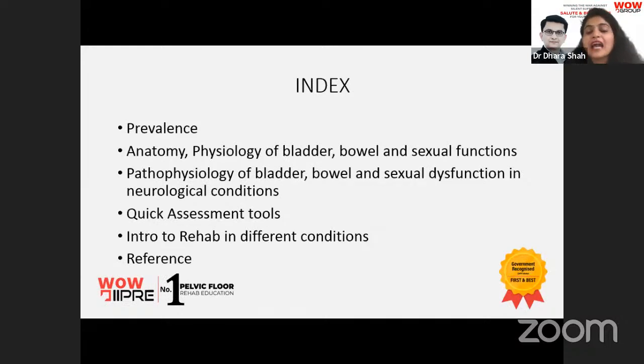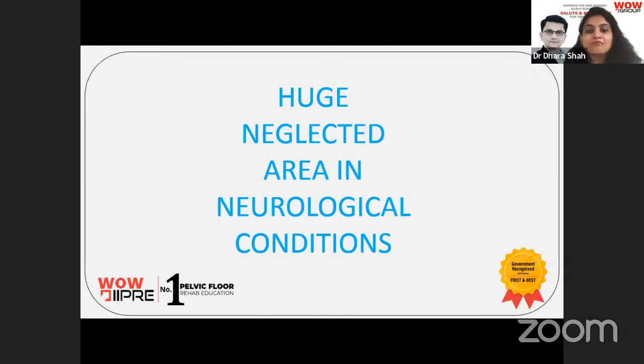So I would really like to start with the prevalence of these dysfunctions, because we might be thinking that we are seeing a lot of neurological cases, but does all of them require a pelvic floor rehab, or is pelvic floor rehab limited to women's health, or say only to certain fields in the rehab sector?